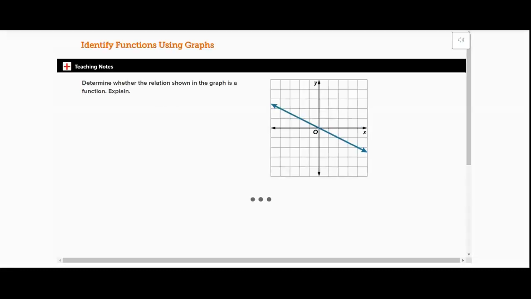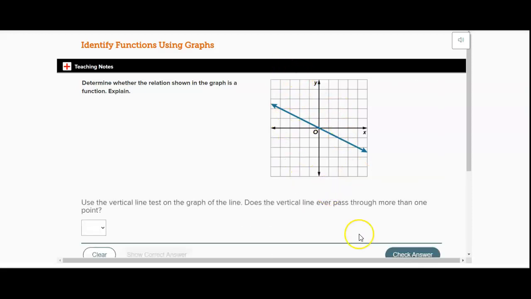So we can do that when we have just points or when our graph is a continuous line. So if I were to draw a vertical line anywhere here, what do you think? Is this a function or not a function? Does it pass through more than one point? No. So this one is a function. It passes the vertical line test.